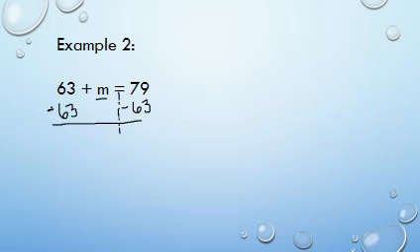So now just like we stated, 63 minus 63, that gives us 0, so we can cross those out. And then on the left side, we are left with m. And then on the right side, we're going to do 79 minus 63, and that gives us 16. And then after we get our answer, to make sure that we are correct, we are going to check our answer.